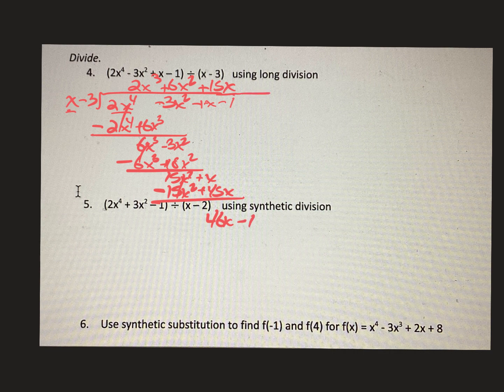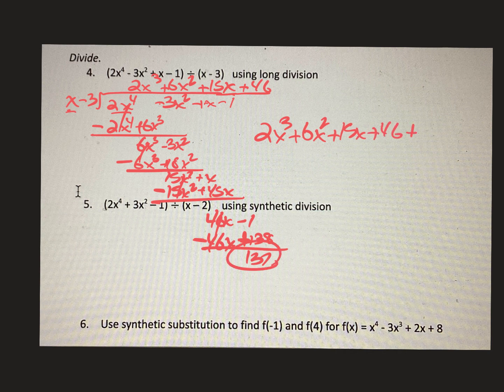How many times does x go into 46x? 46 times. Multiply up everything in the front. That gives me 46x and 3 times 46. Need to punch that in real quick. I don't know that one off the top of my head. 3 times 46 is 138, so it should be minus 138. Draw the line. Change the signs. That's going to be 137. So now I'm done. My answer, or our quotient, is 2x cubed plus 6x squared plus 15x plus 46. Your remainder is 137. Because it's positive, I put a plus 137 over the x minus 3.